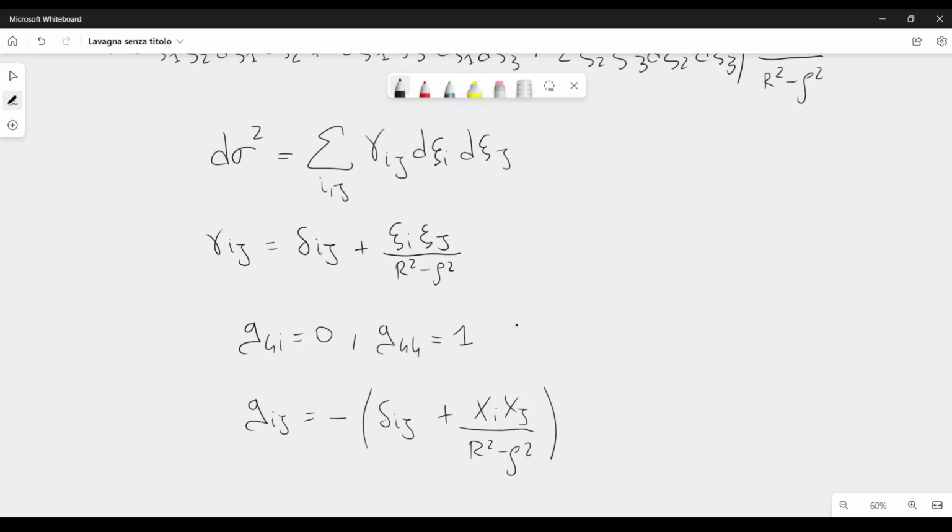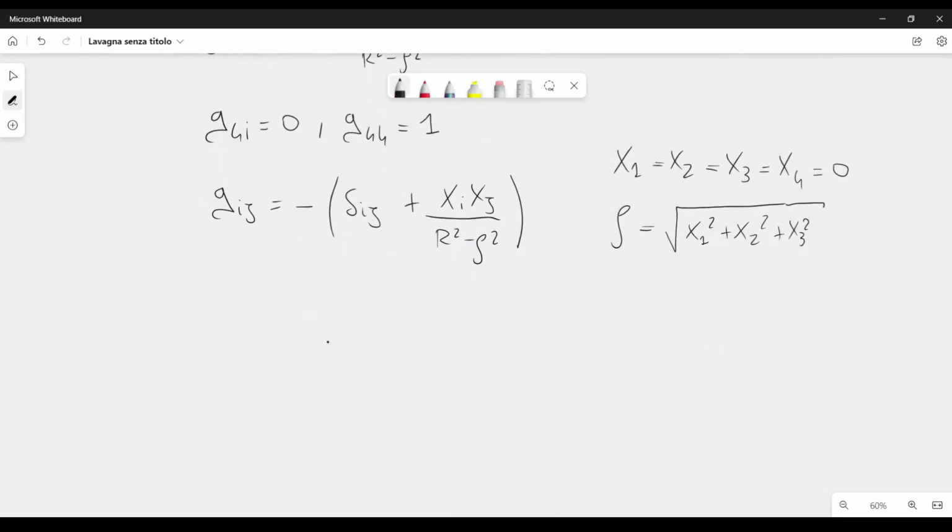Now we want to write the field equations at one particular point, because the field equations should be satisfied at any point, but we will choose the point x1 equals x2 equals x3 equals x4 equal to 0. And also in this case, ρ is equal to the square root of x1² plus x2² plus x3². And furthermore, at this particular point, we have that the derivative of g_αβ with respect to x^γ is equal to 0, where α can be 1, 2, 3, and 4, and β can also be 1, 2, 3, and 4.